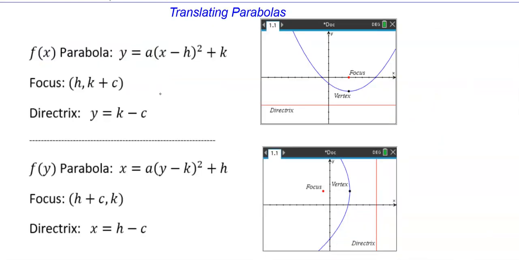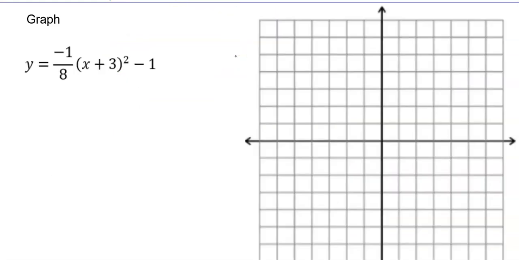Translating parabolas. This is actually an equation we've used earlier this year, so it's not as tough maybe, although I definitely write down these formulas. We hadn't used the focus and directrix. So you can see the h and k, those are new from the old formulas we had.